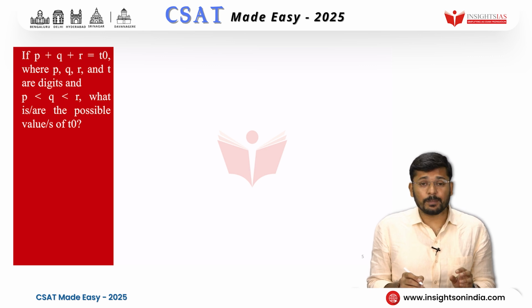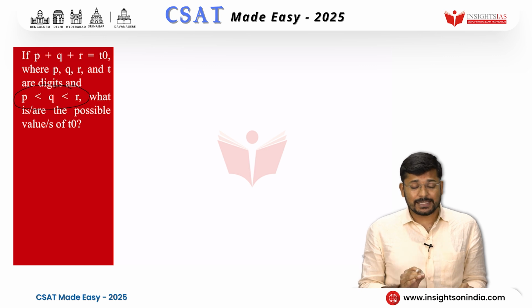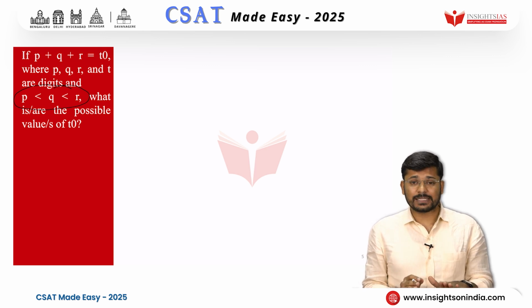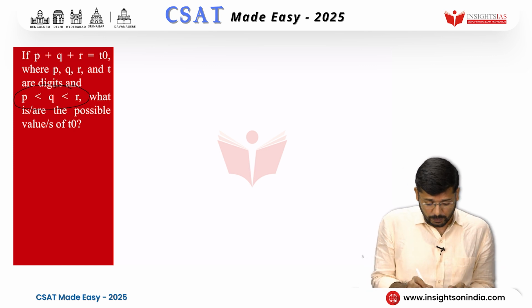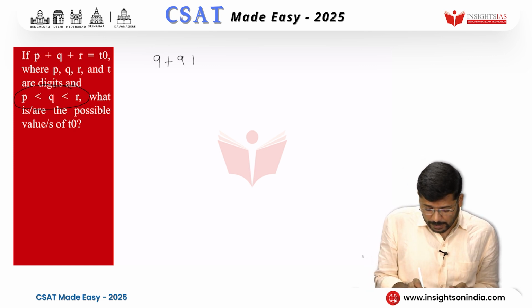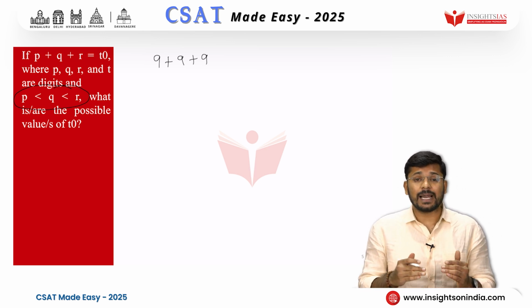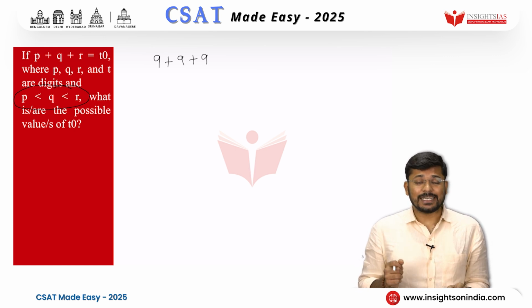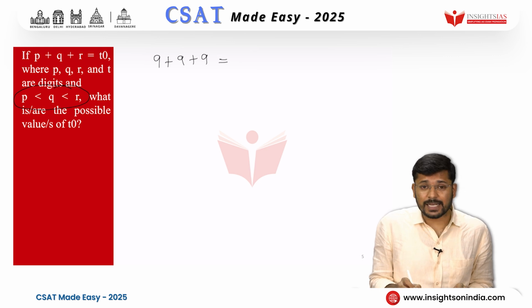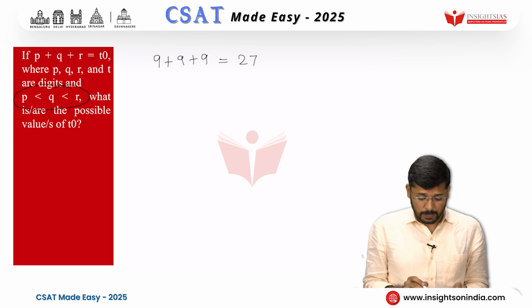Let's give the numbers P, Q and R. Yes, there is a condition on P, Q, R. However, to understand the equation first, we shall ignore this condition and see. Let us give P, Q and R the maximum possible values. That would be 9 plus 9 plus 9. I know that this does not satisfy the condition. However, this is only to understand what values T0 can take. Now 9 plus 9 plus 9 would be 27, right? So the maximum value that the sum of P, Q and R can take is 27.